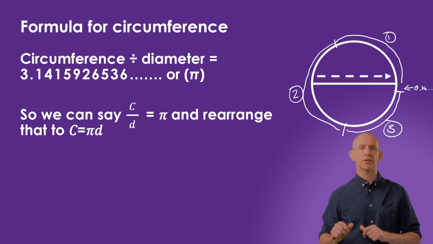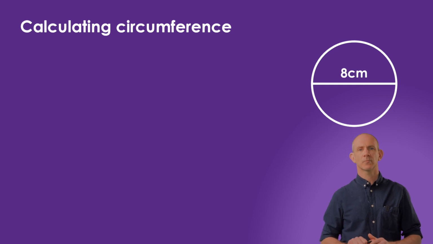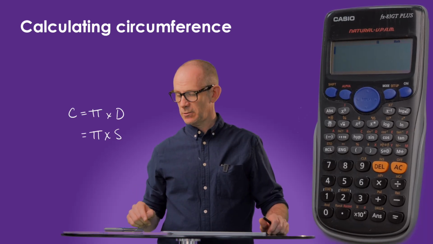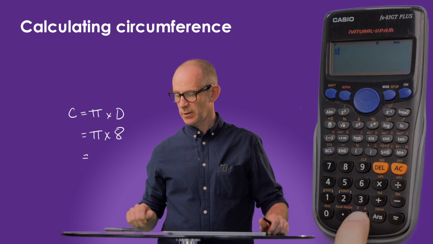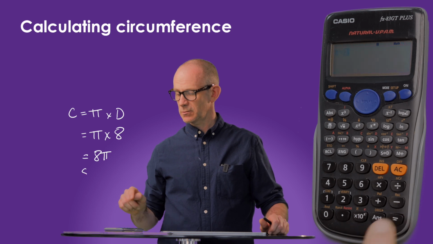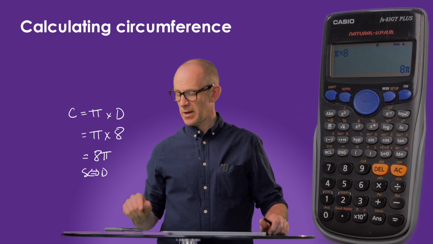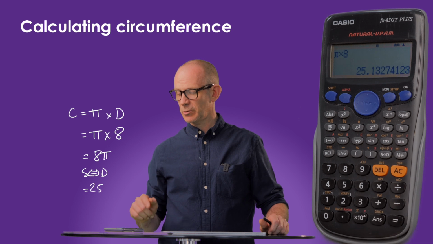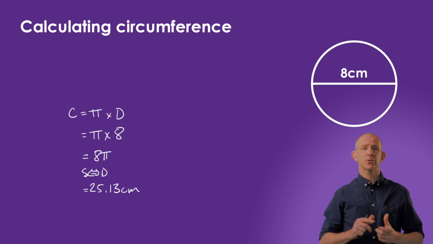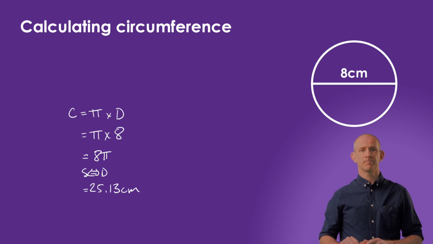Let's take a look at how that's used on a circle. The diameter of this circle is 8 centimetres, so we can substitute that into our formula and get circumference equals pi times 8. So if circumference equals pi times 8, we'll do shift x10 times 8 will give us 8 pi. If we now press the S to D button, we get 25.13. We can say that the circumference is 25.13 centimetres.